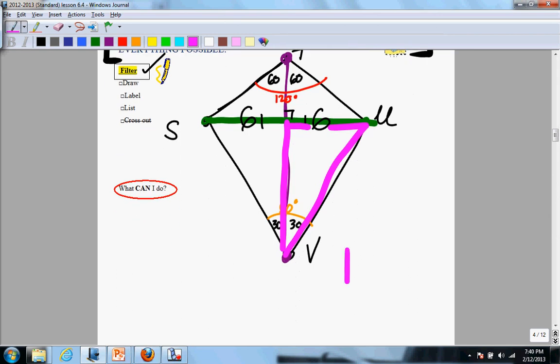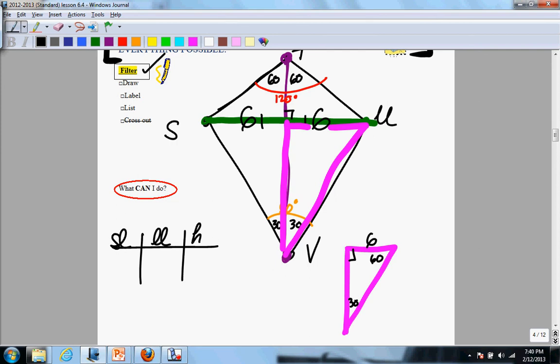I'm going to pull it apart. We have a 30, a 60, and a 90, and we have 6. So I'm going to pull the table out right here. You should be writing this down too. Short leg, long leg, hypo. The short leg is just the short leg. The long leg is whatever the short leg times root 3. The hypo is whatever the short leg is times 2.